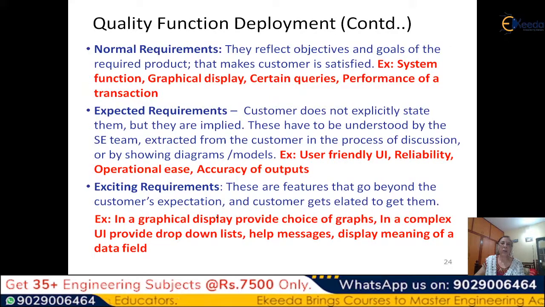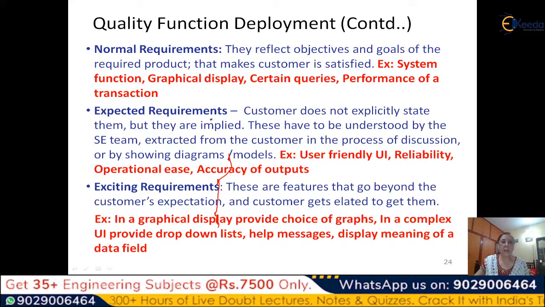So what is a normal requirement? Normal requirements reflect the objectives and goals of the required product that make the customer satisfied. This is the minimum that needs to be given in the software. All these system functions and graphical display are some of the examples.